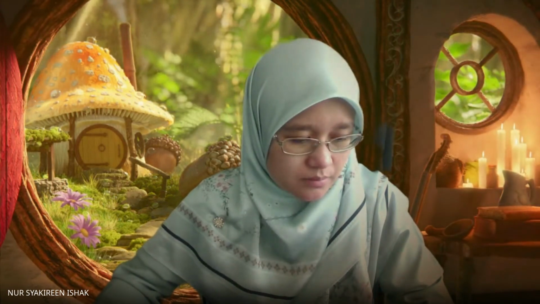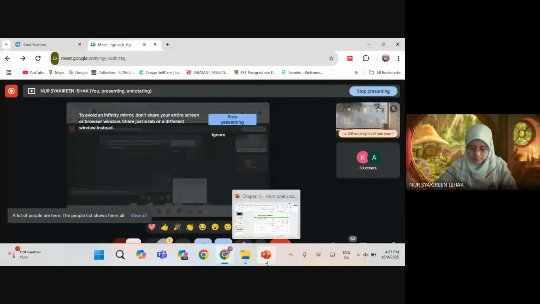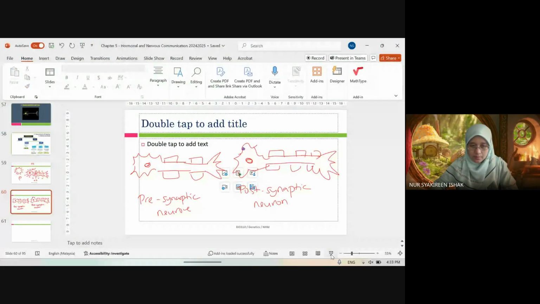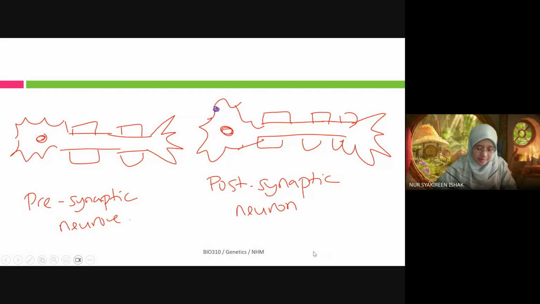Saya kelas saya punya laptop ni dia disconnected sekejap. Okay, kita start balik semula dengan explanation tadi ya.